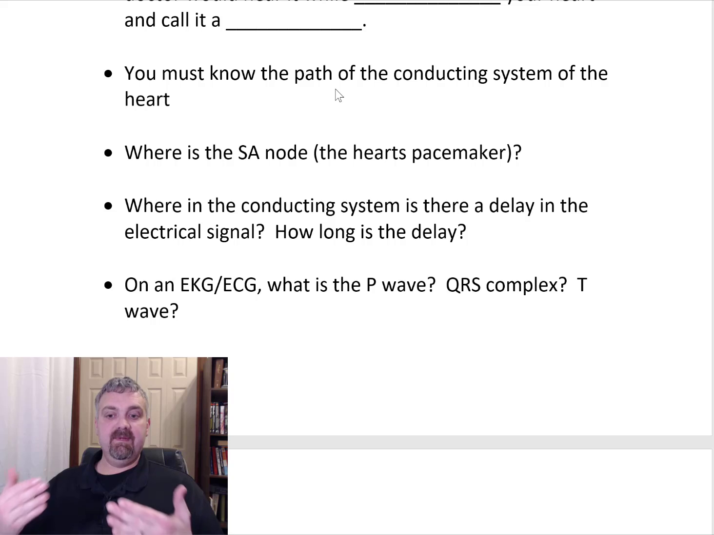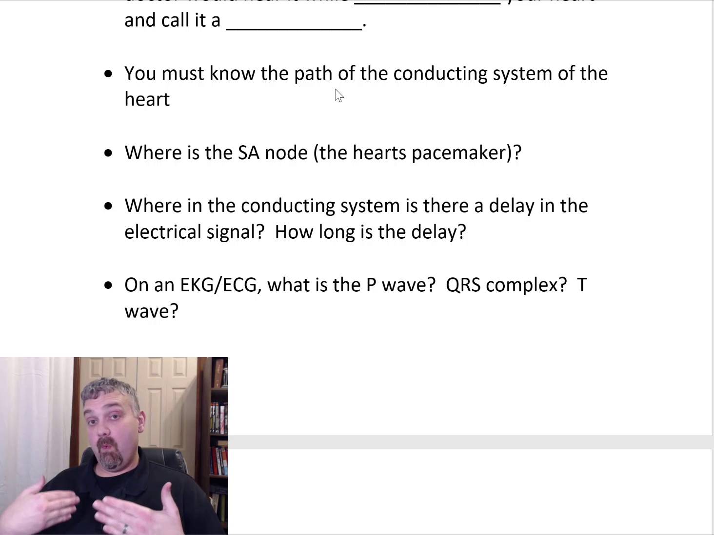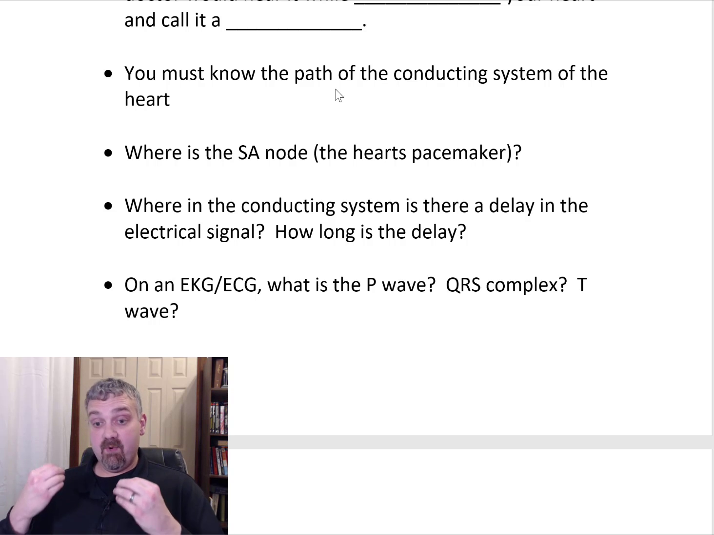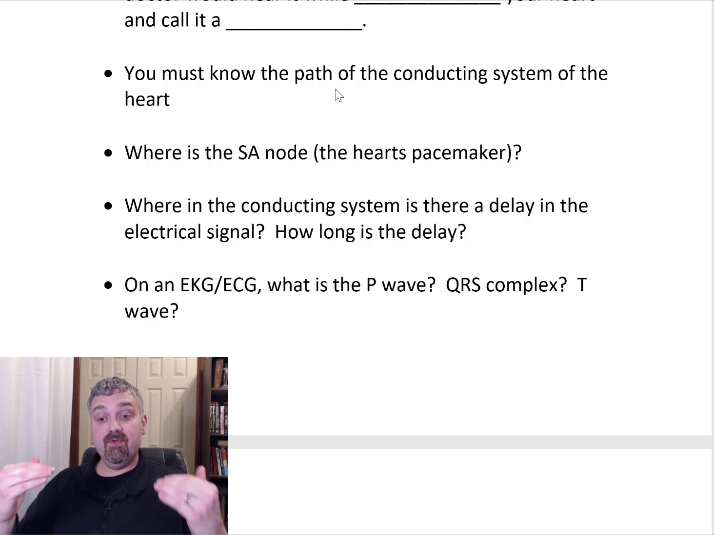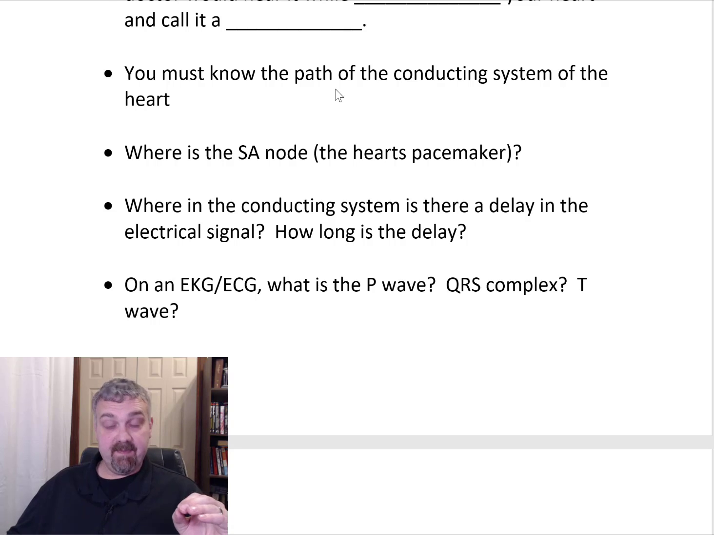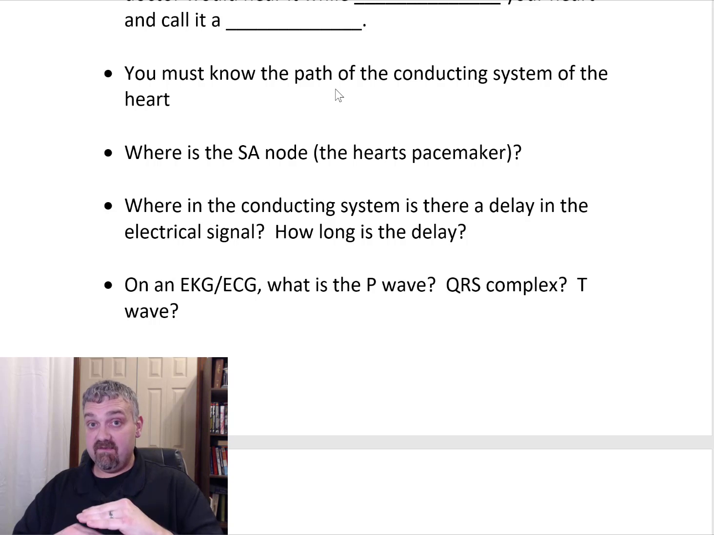So the SA node is built into the back wall of the right atrium, and when it sends out an electrical signal, it basically depolarizes both of your atria. That's the first step in the path of this conducting system, the SA node. It then goes to the AV node, which stands for atrioventricular node, right between the atria and the ventricles, so thankfully the name makes sense. Then there will be a delay, which we'll talk about in just a moment.